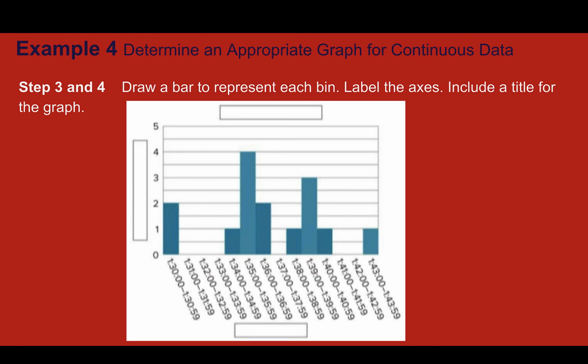So when we graph it, here they did step 3 for us. So we're going to draw the bar graph to represent each bin. Label the axis, include a title for the graph. So we can see there are 2 racers in 1:30s, 1 in the 1:34, just like we had tallied up. For our labels, pause the video, think about it for a second. What should we label our axes? What would be a good title for our graph?